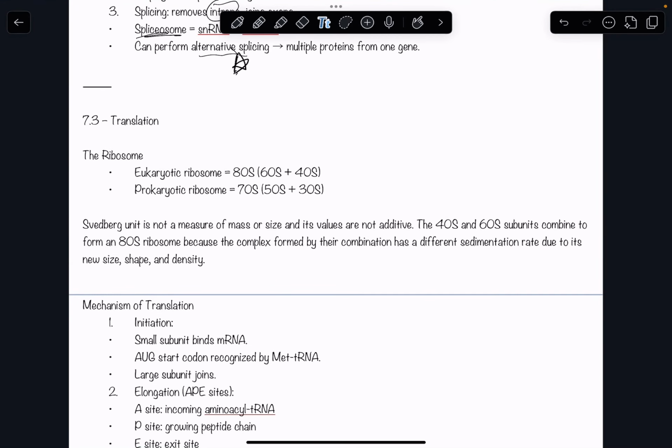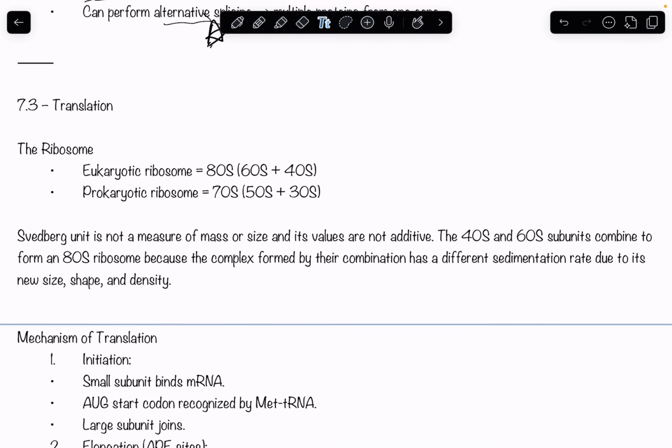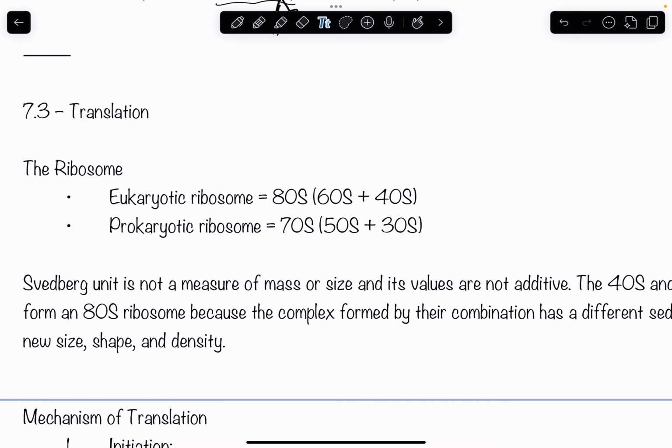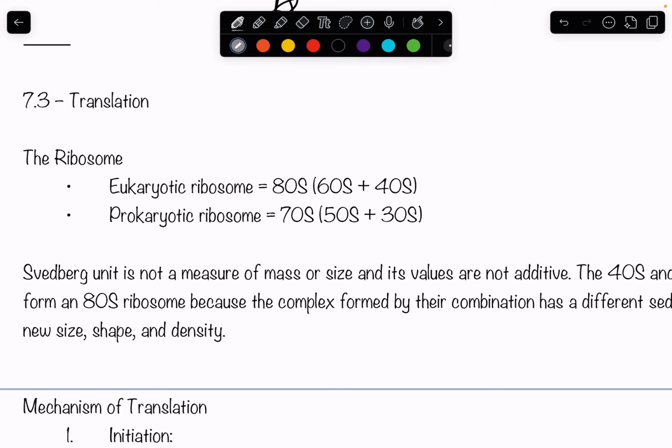Hey guys, so we're now gonna go over translation. So first, we're gonna talk about the ribosome. Okay, so eukaryotic ribosome and prokaryotic ribosome differ in their Svedberg units. So in this case, eukaryotic is 80S and then prokaryotic is 70S.